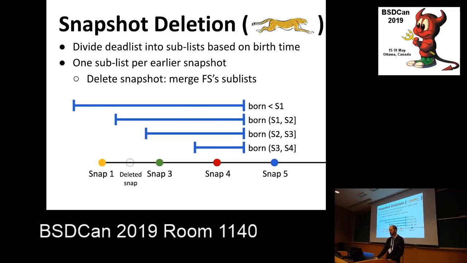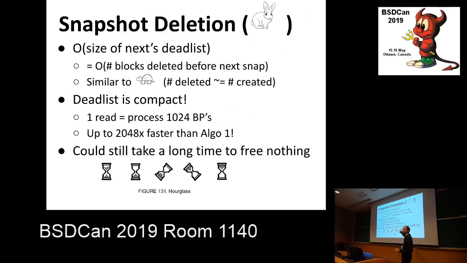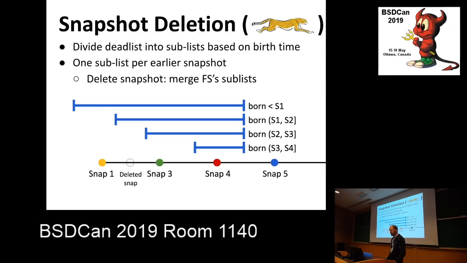All right, so onto the cheetah algorithm. So this is actually what was implemented in ZFS at the beginning. And it can be slow to delete snapshots. We implemented the cheetah algorithm, I think in around 2008 or 9. So the cheetah algorithm is based on the previous one. It's an extension of that.